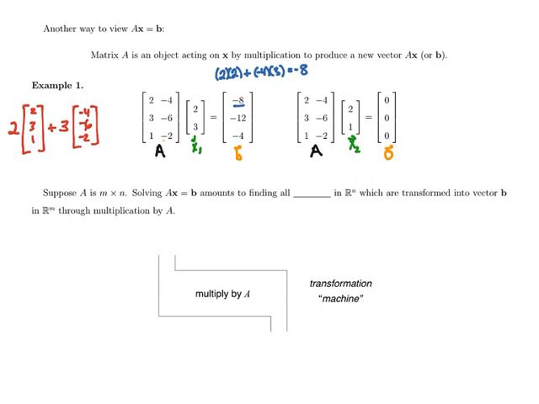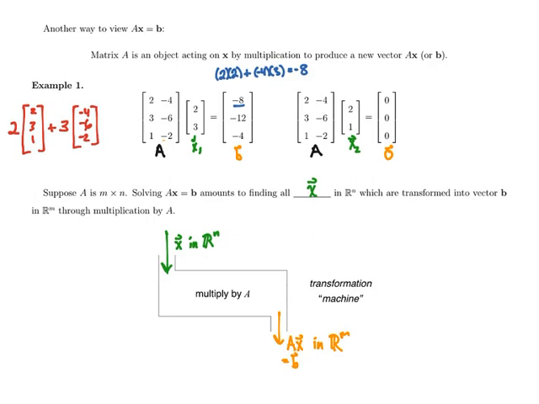So here we go. We're going to suppose A is an m by n matrix, and solving AX equals B amounts to finding all vectors X in Rn which are transformed into the vector B in Rm through multiplication by A. We're going to think about this as the transformation machine. This is something similar to the function machine you may have learned about in pre-calc, but we are going to input vectors X in Rn, and we are going to output vectors AX, and those vectors are in Rm. Note it's the same thing as B.